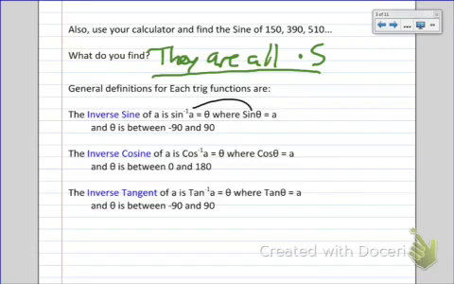So for example here, if I was to say the cosine of theta equals, let's see here.